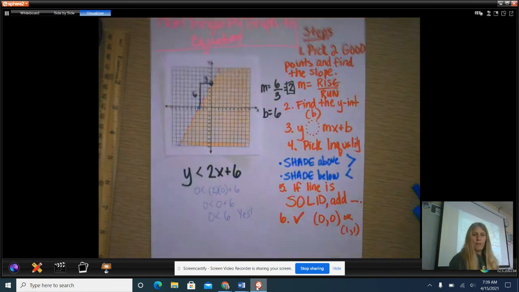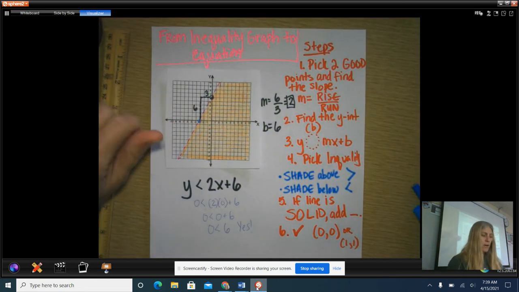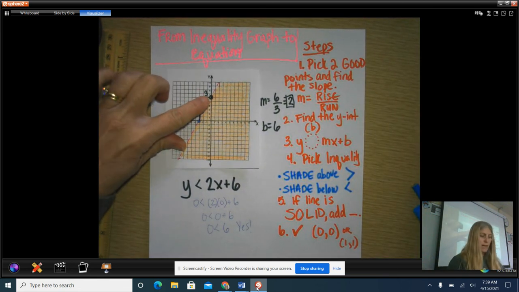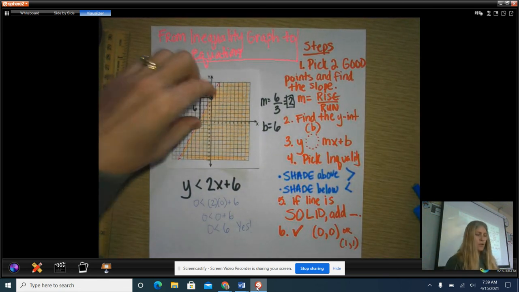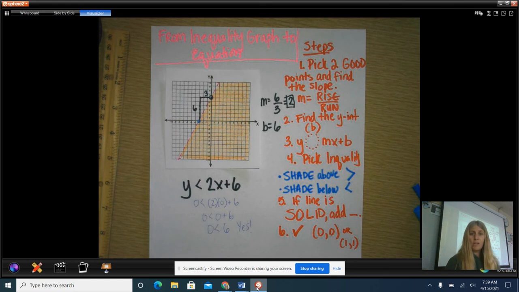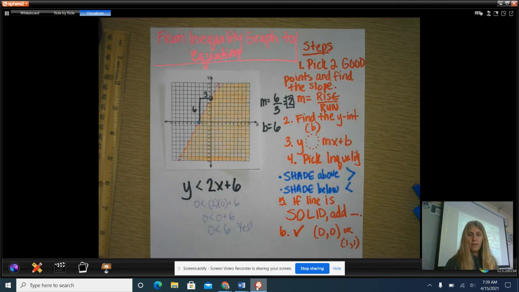So, ladies and gentlemen, when you're looking at your graph, you are going to see your y-intercept. You're going to pick 2 good points to figure out the slope, rise over run. You're then going to look at whether it is shaded above or below that picture inequality, and you're going to finish up by, if it is a solid line, adding that equal to underneath.